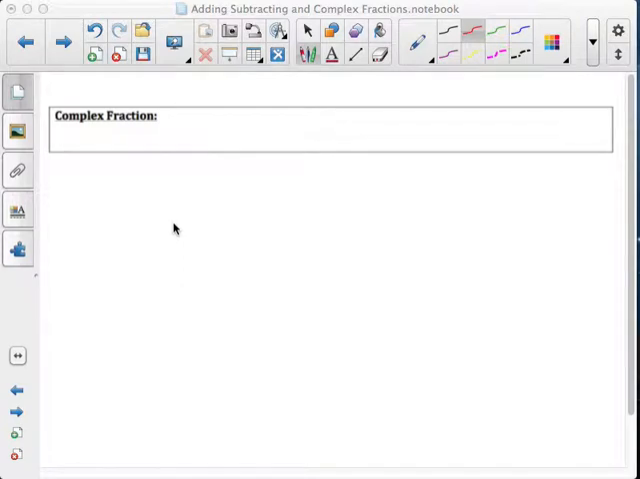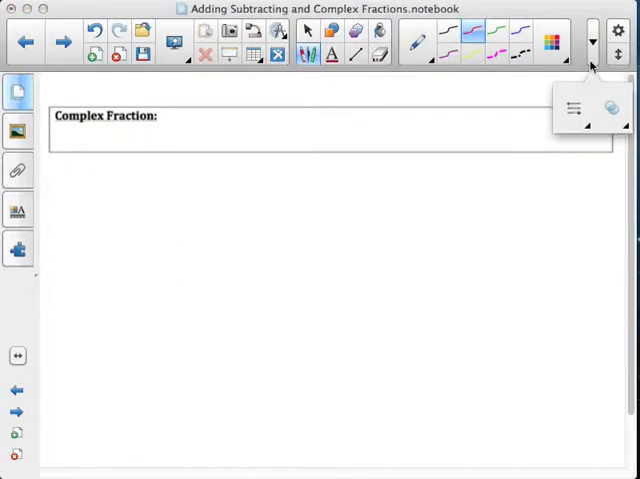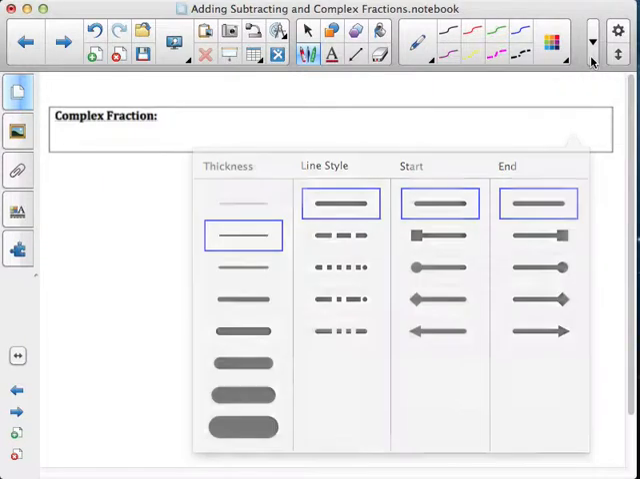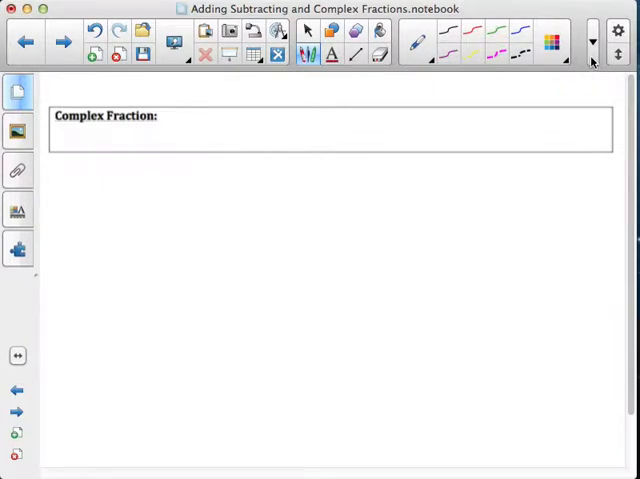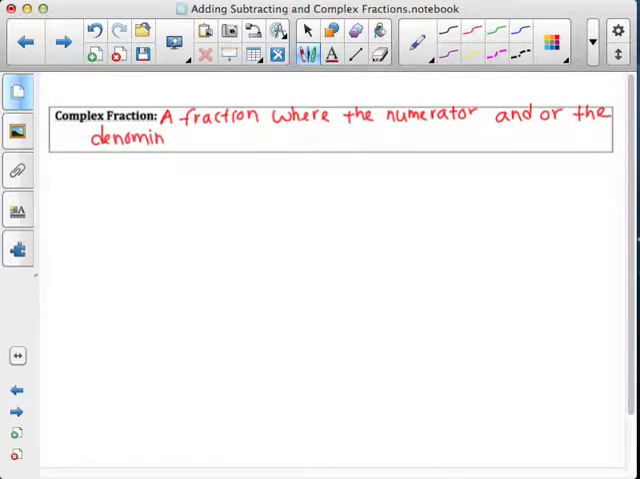And a complex fraction is a fraction where the numerator and/or the denominator are also fractions. So a fraction where the numerator and/or the denominator is a fraction.